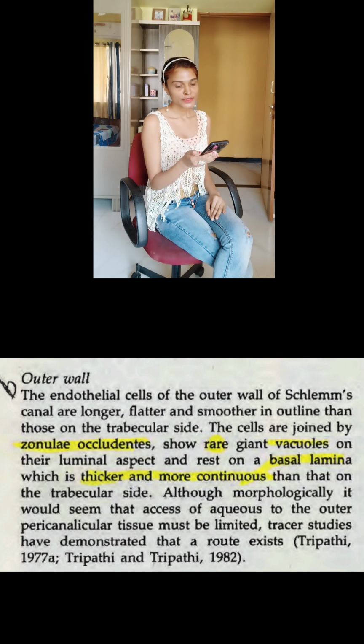Outer wall. The endothelial cells of the outer wall of Schlemm's canal are longer, flatter, and smoother in outline than those on the trabecular side. The cells are joined by zonulae occludentes, show rare giant vacuoles on their luminal aspect and rest on a basal lamina which is thicker and more continuous than that on the trabecular side. Although morphologically it would seem that access of aqueous to the outer pericanalicular tissue must be limited, Fraser's studies have demonstrated that a route exists.